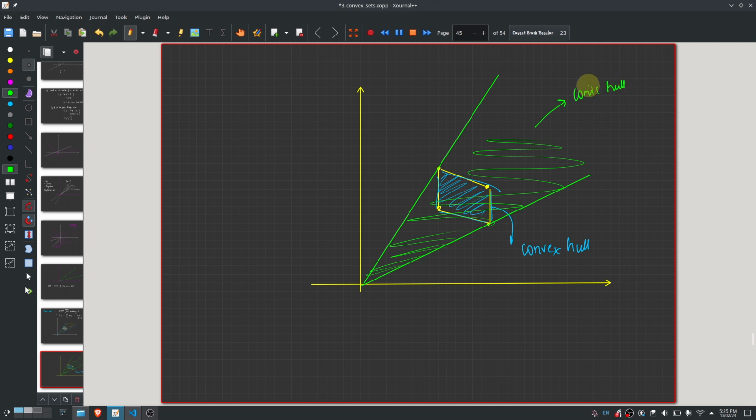What would be the smallest cone containing these 4 points? Correct. So the smallest cone containing these 4 points would be just 4 rays, one passing through each of these points. Right? So the smallest cone containing the set could potentially be different from the smallest convex cone containing these points. And this is in fact the conic hull.